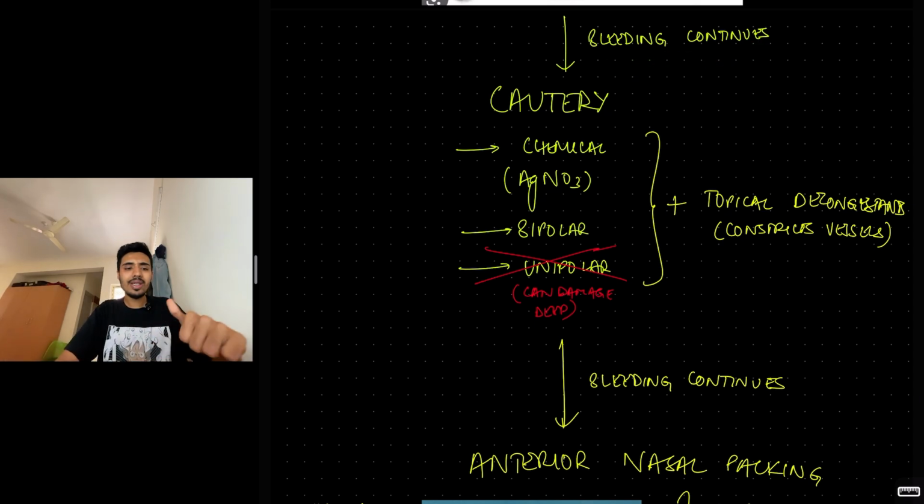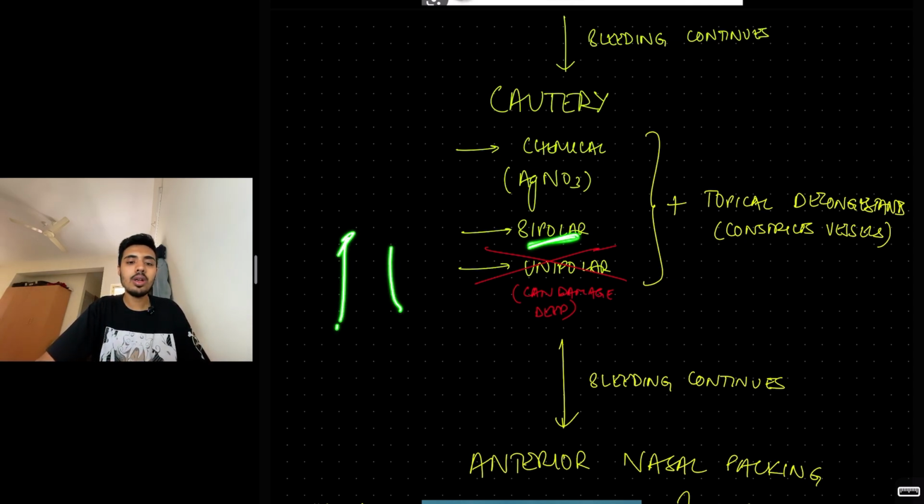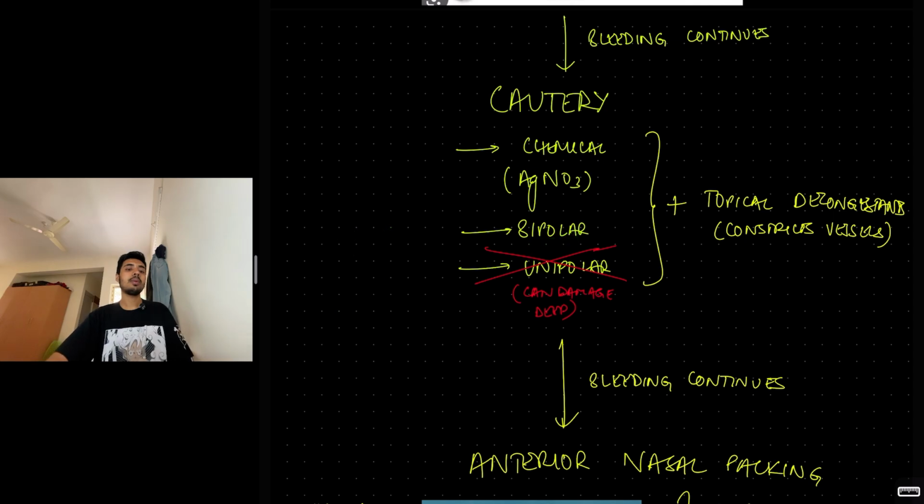We can either do chemical cautery, where we give topical silver nitrate drops, or we can do electric cautery in the form of bipolar cautery. Why do we use bipolar cautery and not unipolar cautery? Because unipolar cautery sends the current deep into the tissues. It can damage the deeper structures. But bipolar cautery will pass between the two electrodes. Hence, we prefer bipolar cautery.